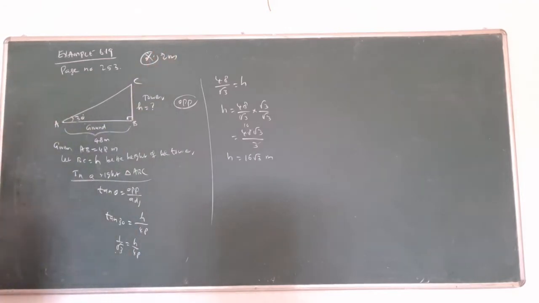This type of question is very, very important for 2 marks. Only one answer is given. Read the question clearly. From the question, draw the diagram. From the diagram, you may use the tan theta formula. Substitute the values, and simply get the answer. 2 marks.